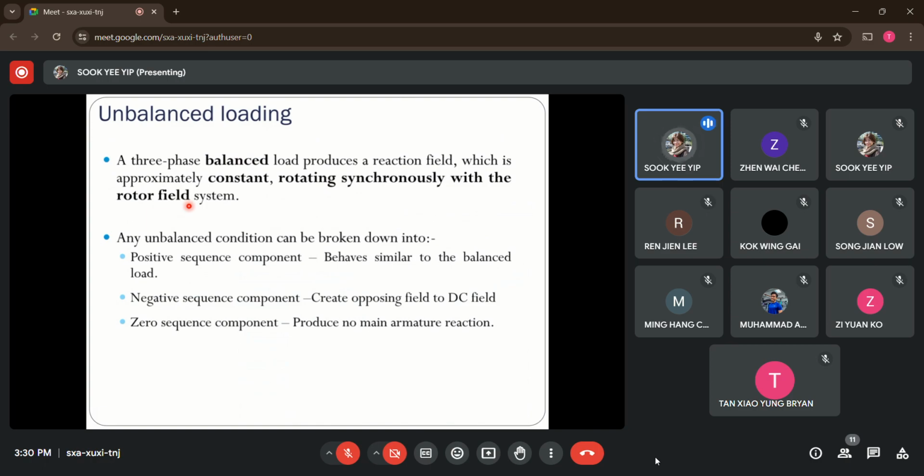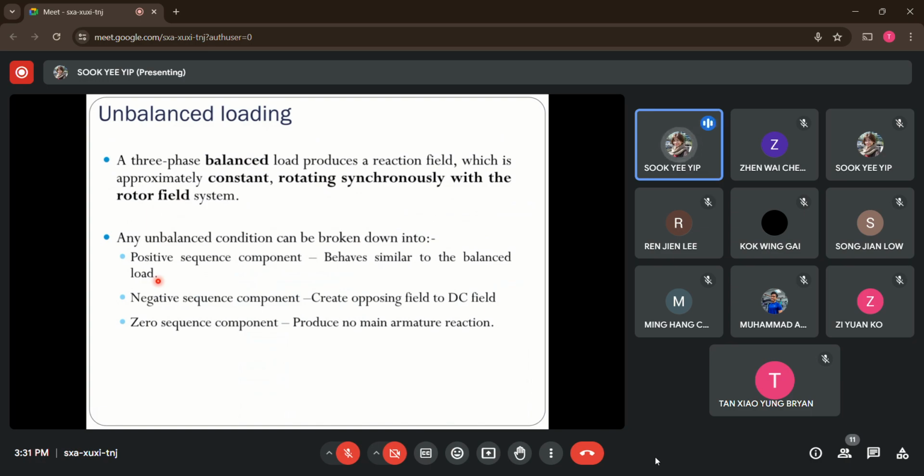However, if unbalanced three-phase loads are supplied to the generators, it will cause unbalanced conditions, and these can be broken down into three components. The first component is known as the positive sequence component. This positive sequence component is okay. Why? Because it behaves similarly to normal situations, like when the generators are supplied with a balanced load.